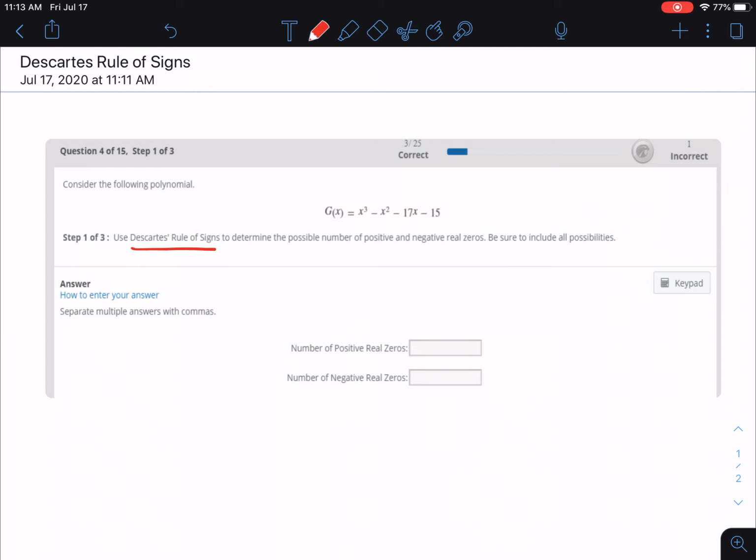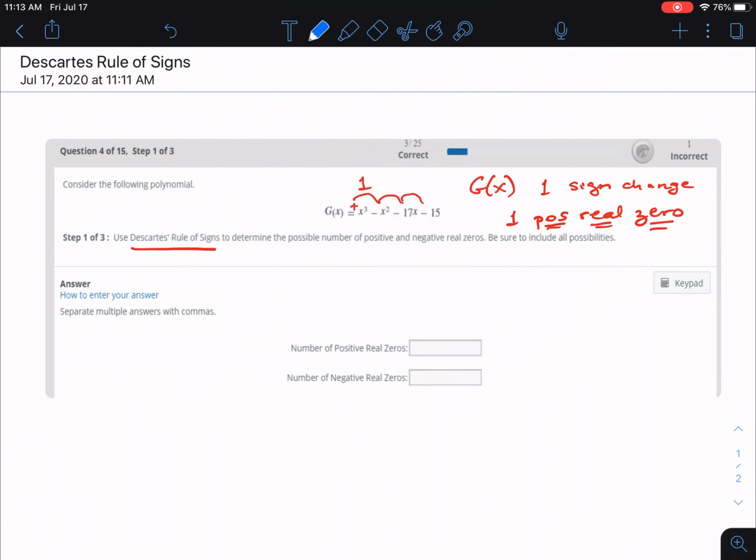So what it says is, if we examine the sign changes in g of x, for example, right now we have a positive in front of the x cubed, followed by a negative, so that's one sign change, then followed by another negative, so that's not a sign change, and then once again another negative, so that's not a sign change. So we see in g of x a total of one sign change, which implies that we have one positive real zero. Okay, so this is going to tell us the positive real zeros.